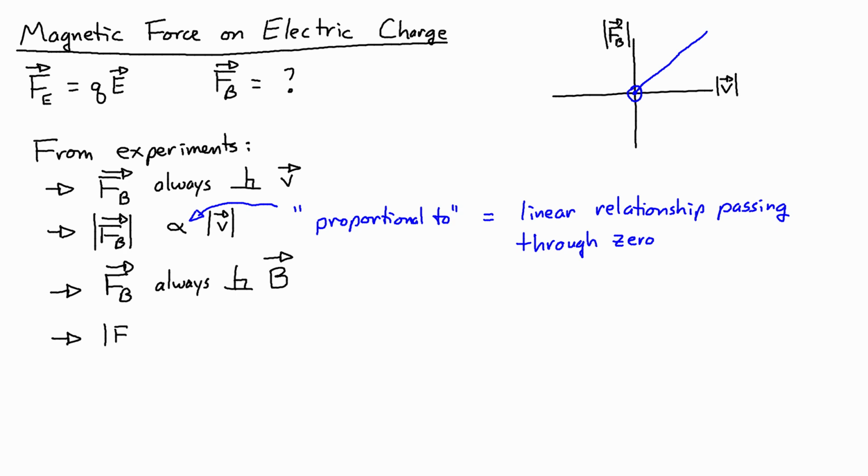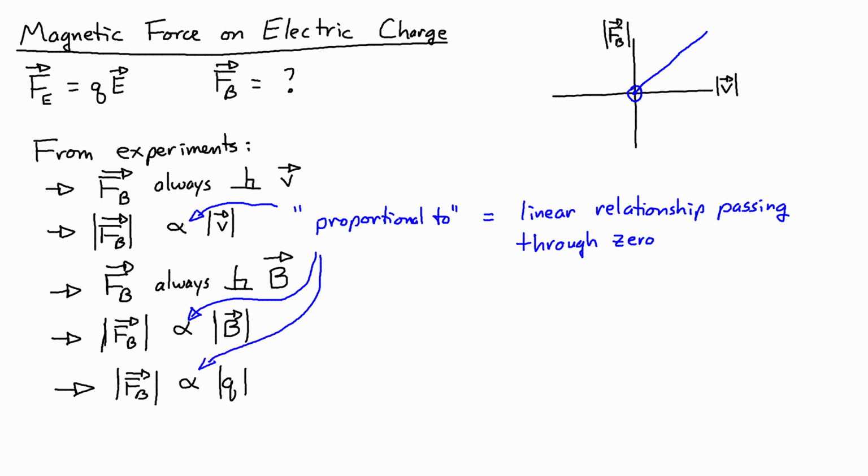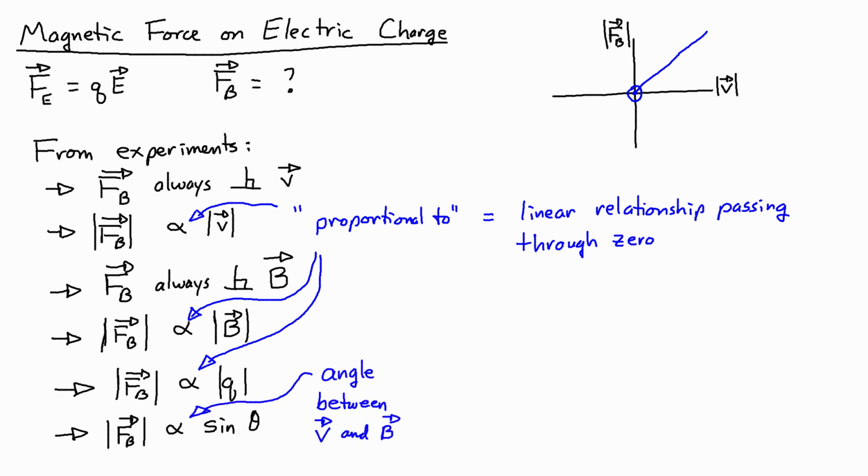And the magnitude of the magnetic force is also proportional to the magnitude of the magnetic field. But we're not done yet. It turns out that the magnetic force is also proportional to the strength of the electric charge, Q. And there's one last thing before we put this all together. The strength of the magnetic force is also proportional to sine of theta, where theta is the angle between the magnetic field and the particle's velocity.